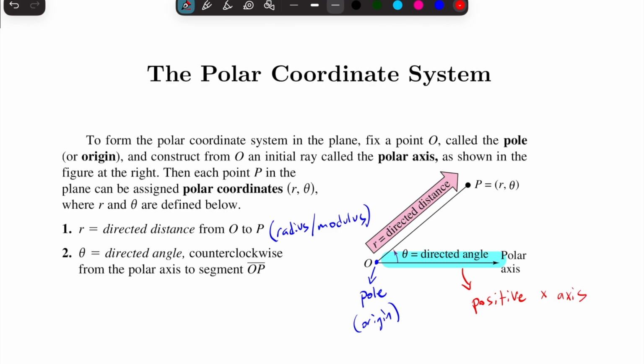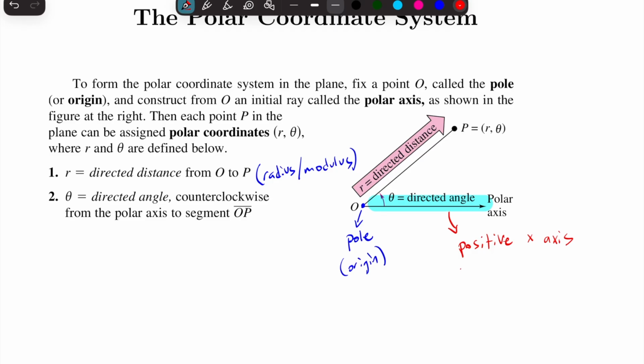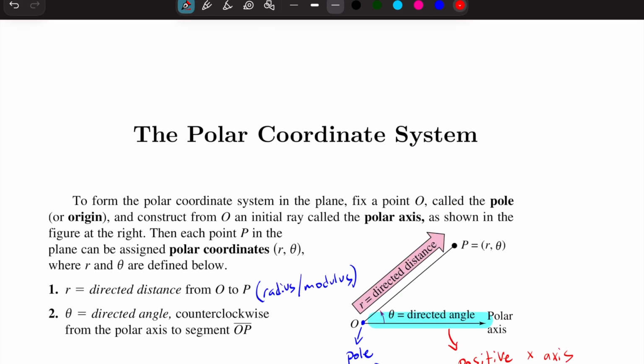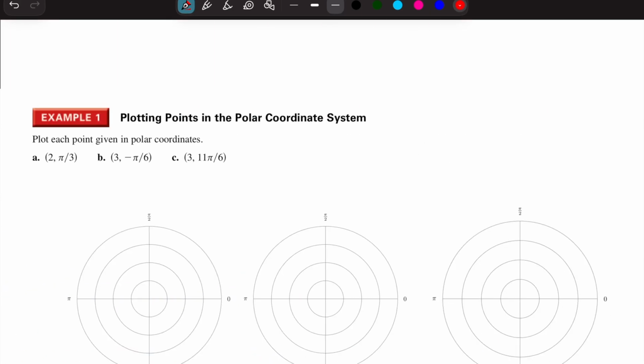Okay. And remember that when we have a positive angle, we're going to think of rotating counterclockwise, and a negative angle, we will rotate clockwise.